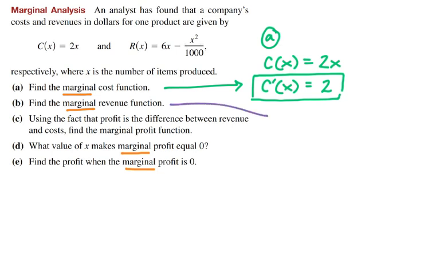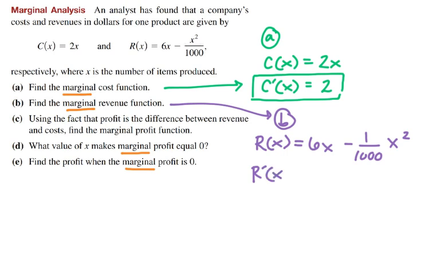All right, let's find the marginal revenue function. So for B, we are given R of X equals 6X minus X squared over 1,000. I'm going to write that with a coefficient, 1/1000th X squared. So it's all in understanding how to read the problem, which is going to make your life easier. That's not going to be a quotient rule situation. That's a coefficient. And when I go to calculate, I'll use my power rule on each of these terms.